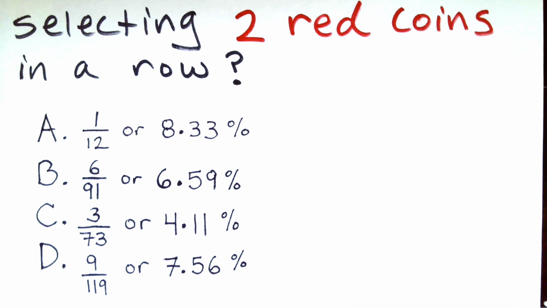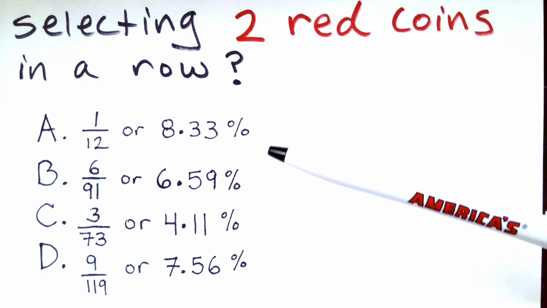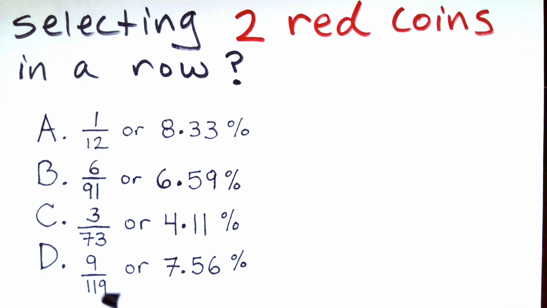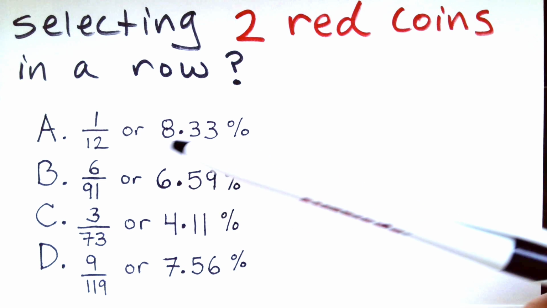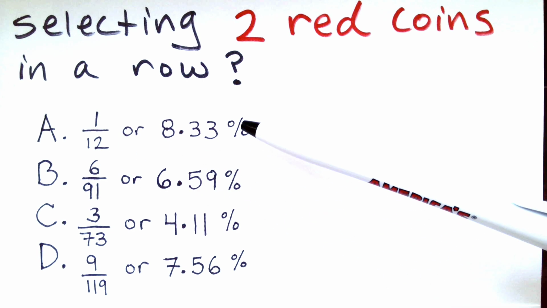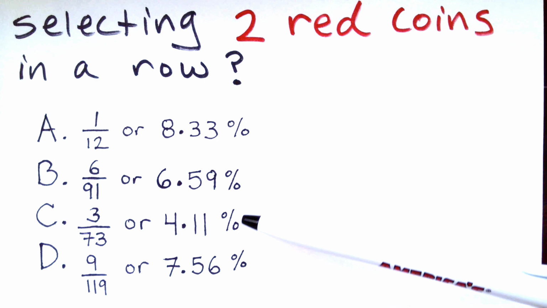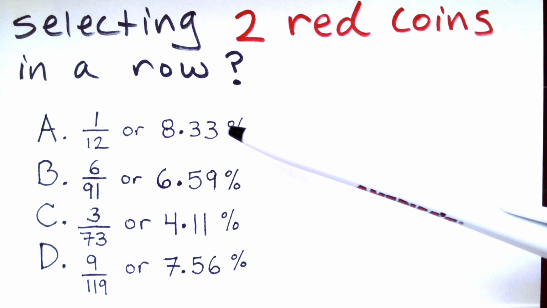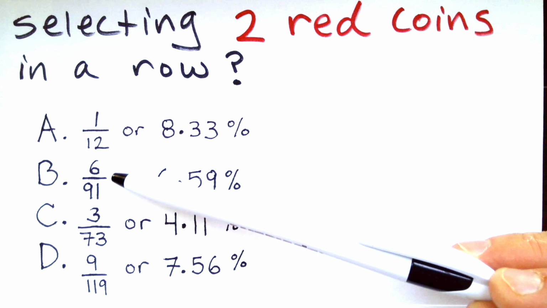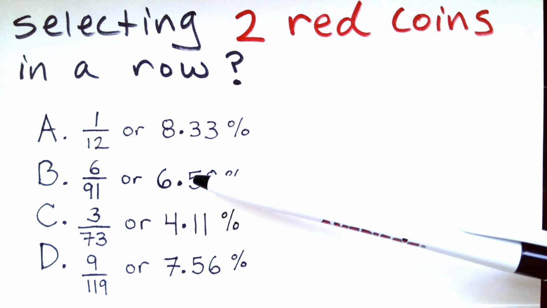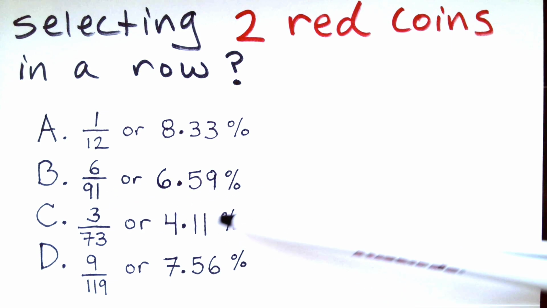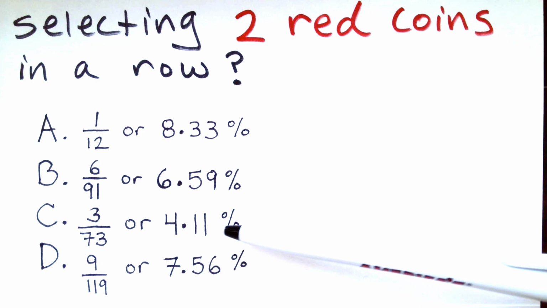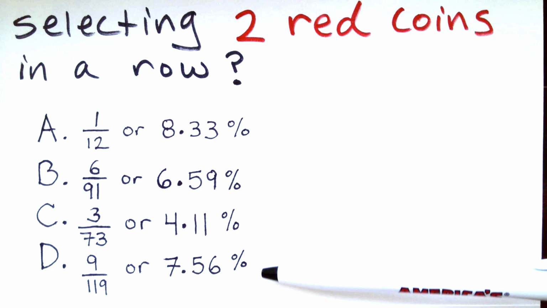Now, I do want to say every fraction is a division problem, right? And you can convert a fraction into a percent. So these fractions are equivalent to the percents in each of the options A, B, C, and D. So 1/12 is equal to 8.33%, right? 6 over 91 is equal to 6.59%. 3 out of 73 is equal to 4.11%. 9 over 119 is equal to 7.56%.